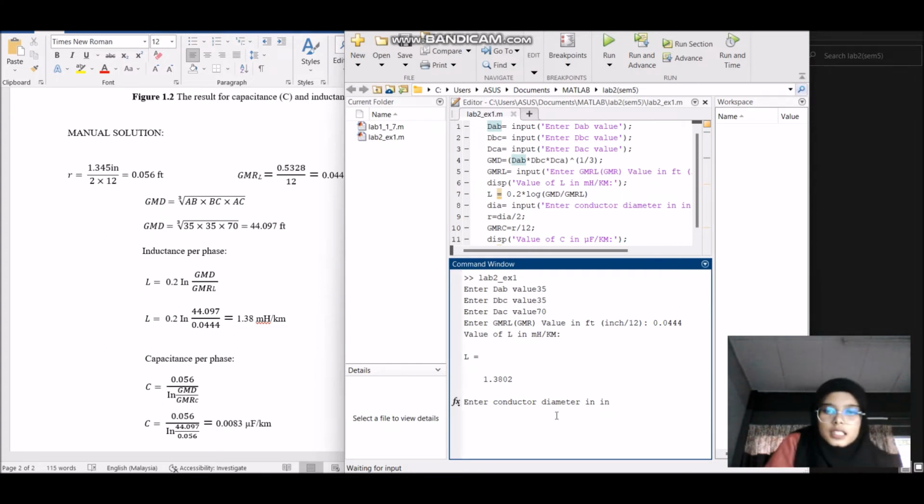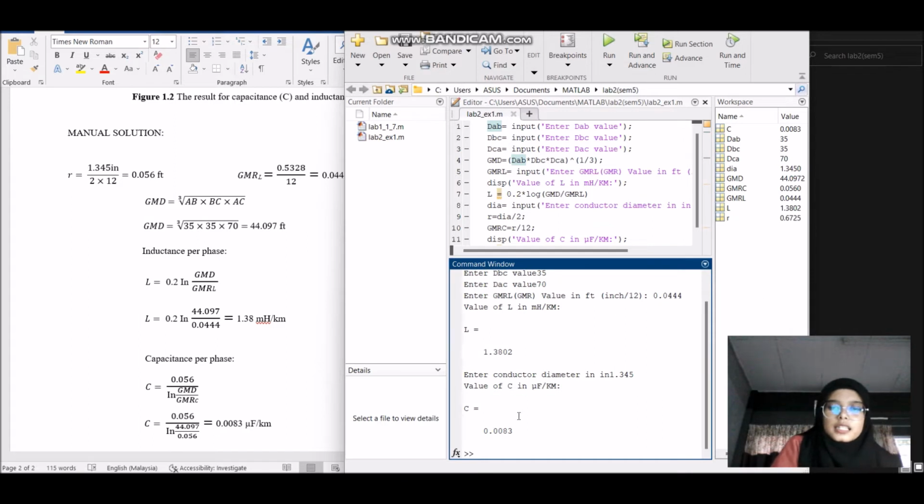Okay, the inductance diameter is 1.345. Enter. Okay, this is the value of capacitance per phase, 0.0083 in microfarads per kilometer. For the inductance also, in millihenry per kilometer. This is the answer, and this is the analysis for the coding that we have done.